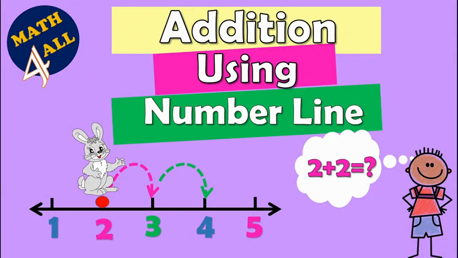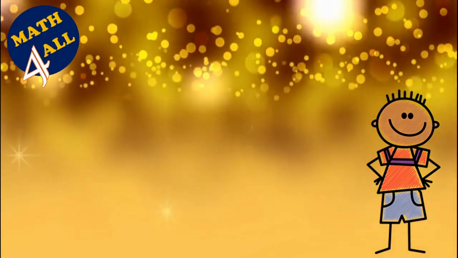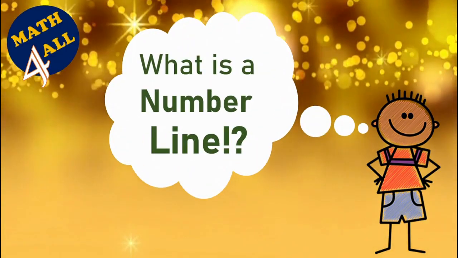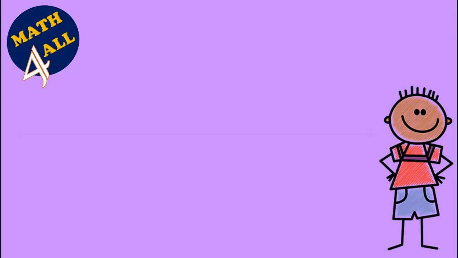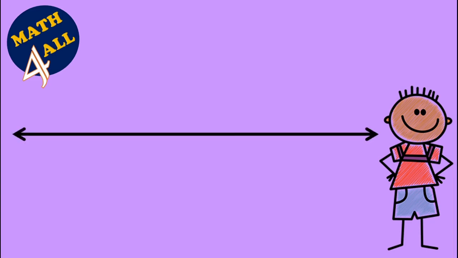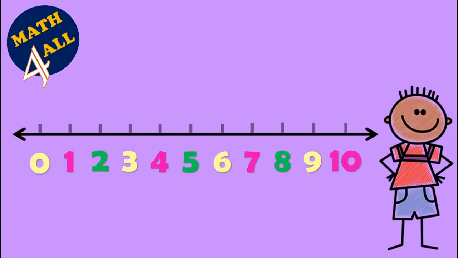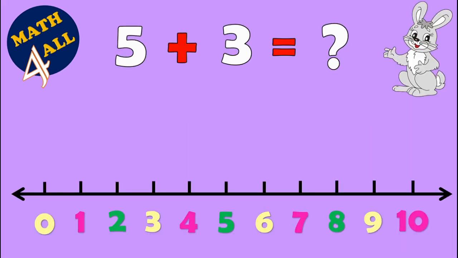The addition using number line. First, we need to know what is a number line. The number line is a straight line with numbers placed at equal intervals. Okay, how can we add on the number line?